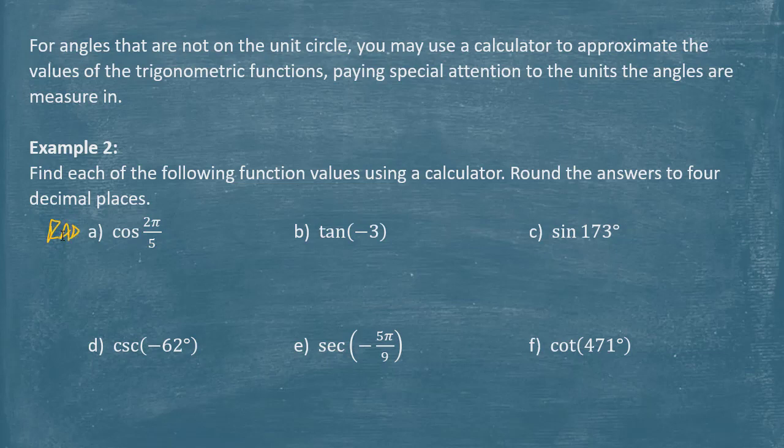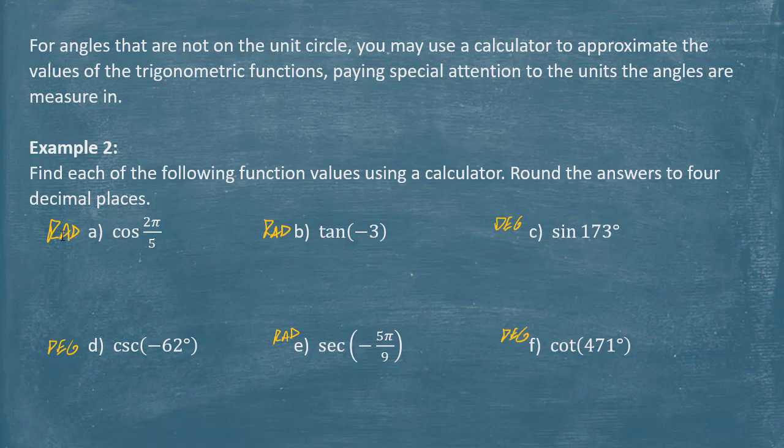If we look at letter B, tangent of negative 3, I don't see, again, a degree sign, so that one must also be in radians. Letter C does have a degree sign, so I know I need to be in degree mode for that one. Same thing with letter D, it is negative 62 degrees, so I'll have to be in degrees. Letter E, no more degree sign, negative 5 pi ninths, that's going to be a radian again. And then the last one, I see a degree sign, so it would be degree.